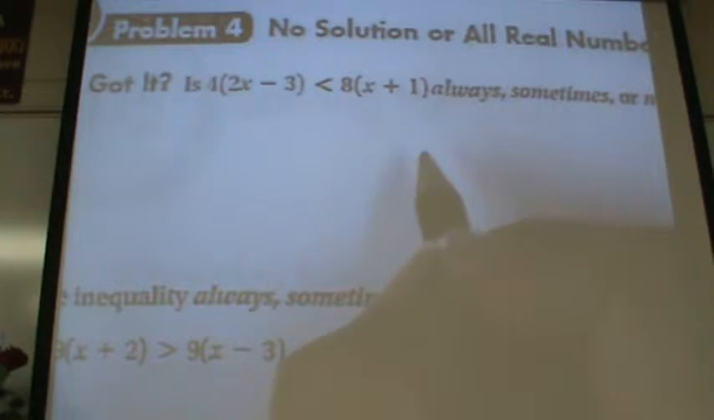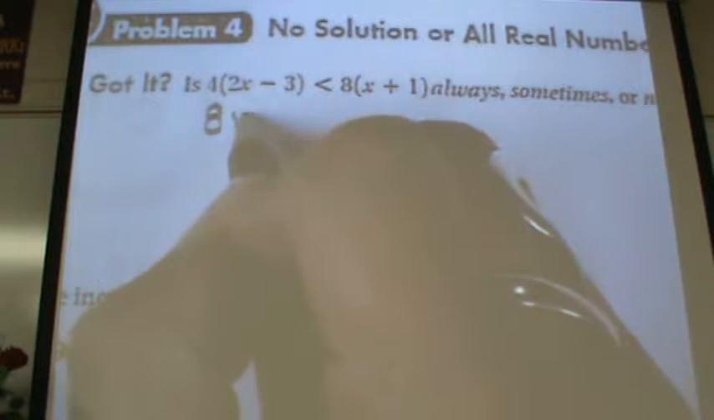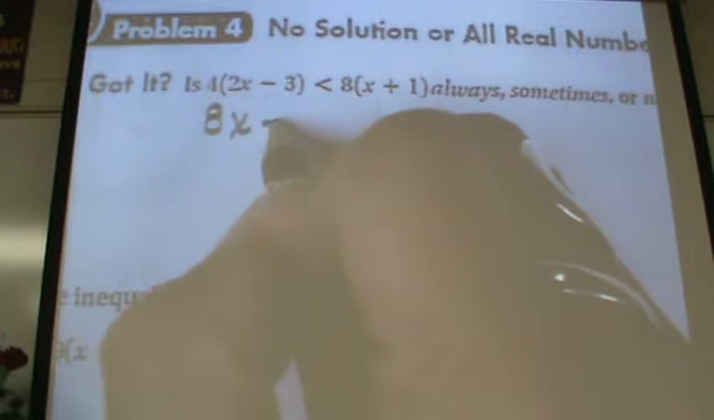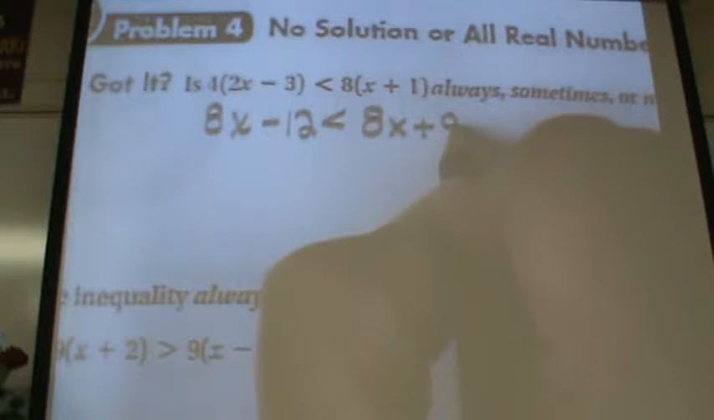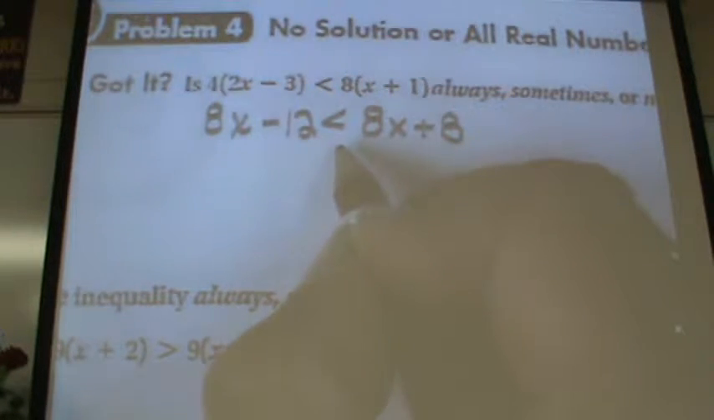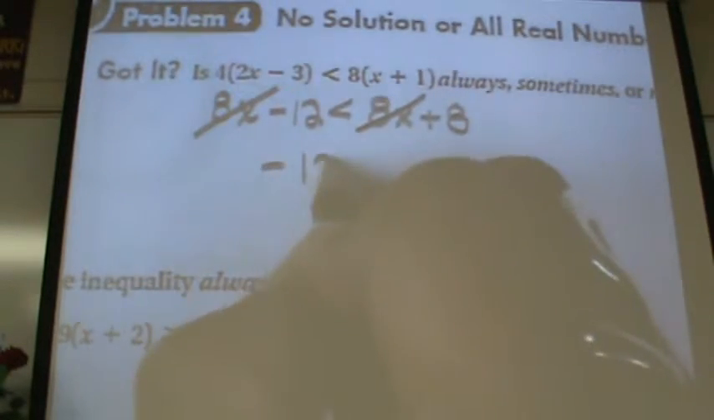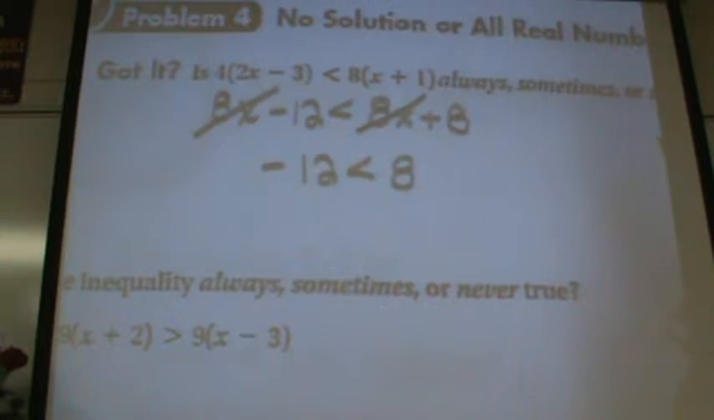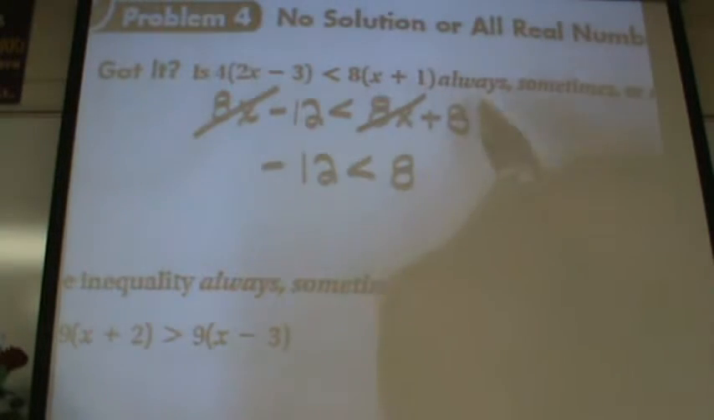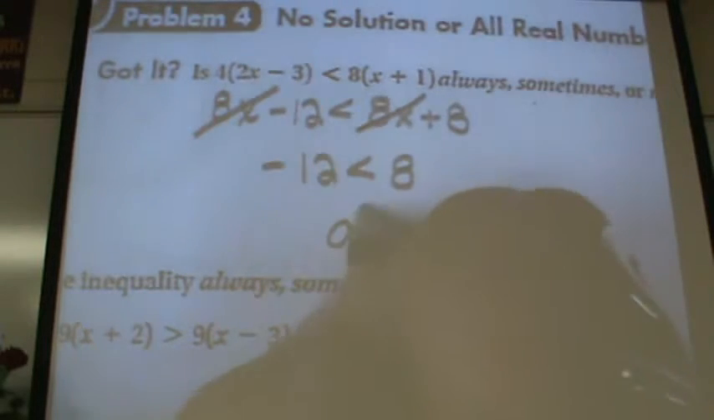So what do you do in this problem? Okay, distribute. 8x, what else? You tell me. Minus 12. Less than? Okay, now what? Subtract 8x. Well, when I subtract 8x, that's what I get. So I've got this thing. Negative 12 is less than 8. True. Is that a true statement? Yeah. Is it always true? Yeah. Is it sometimes true? No, it's always true.